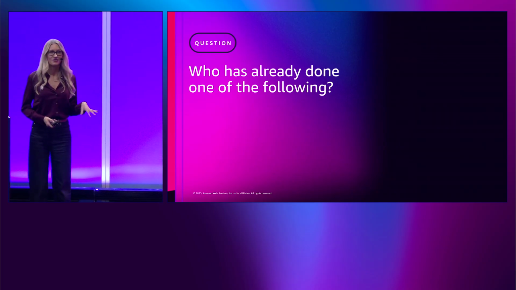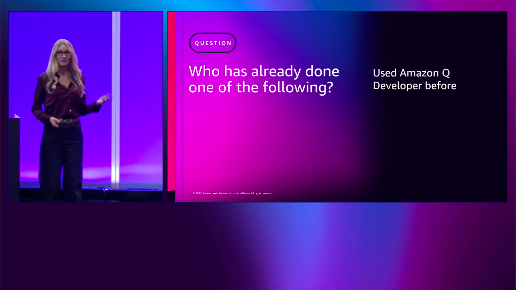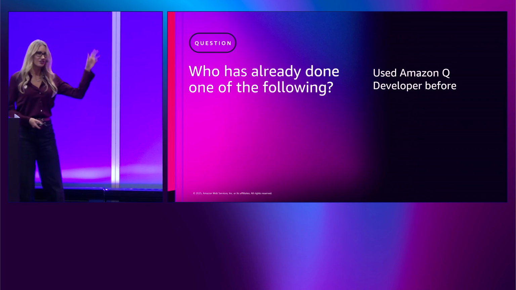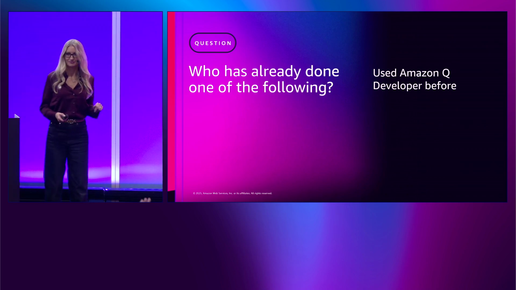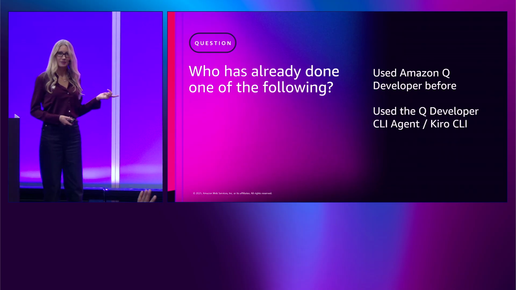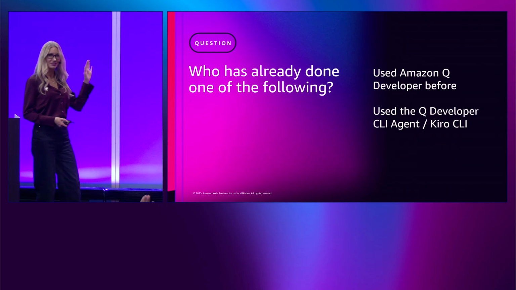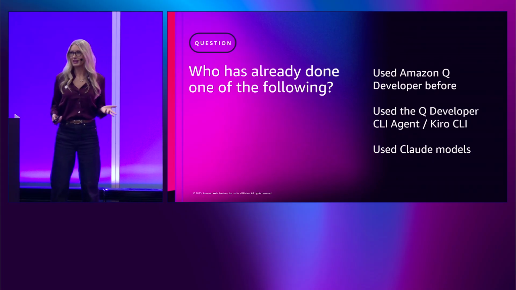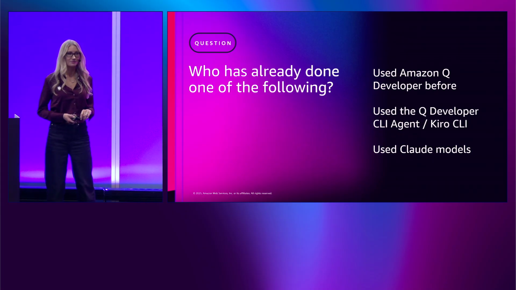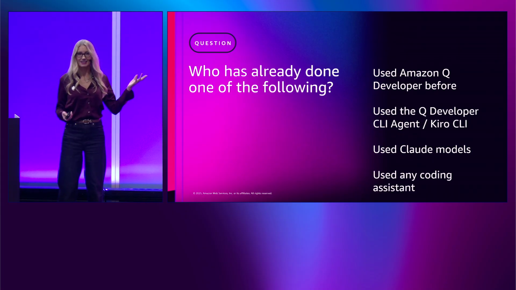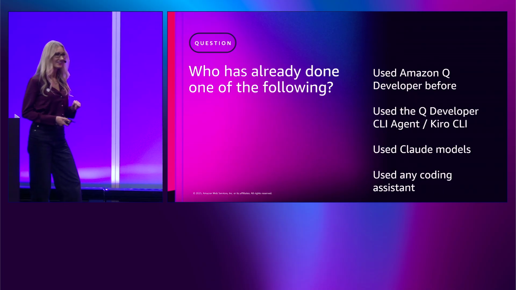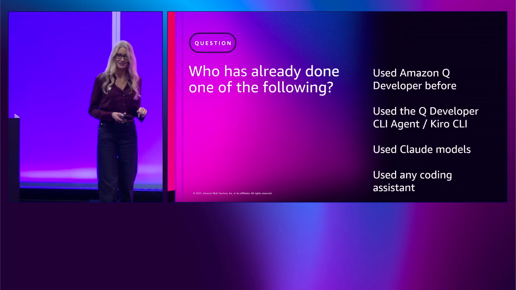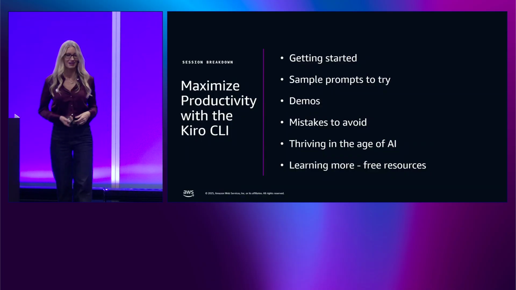So show of hands, who's already done one of the following? And it could be that you've done multiple of these things. Used Amazon Q Developer before. Used the Q Developer CLI agent, now called the Kiro CLI agent. Have you used and had success with any of the Claude models? Or used any other coding assistant? All right, well, you're in the right place because we're going to find out how I maximize my own productivity with it.